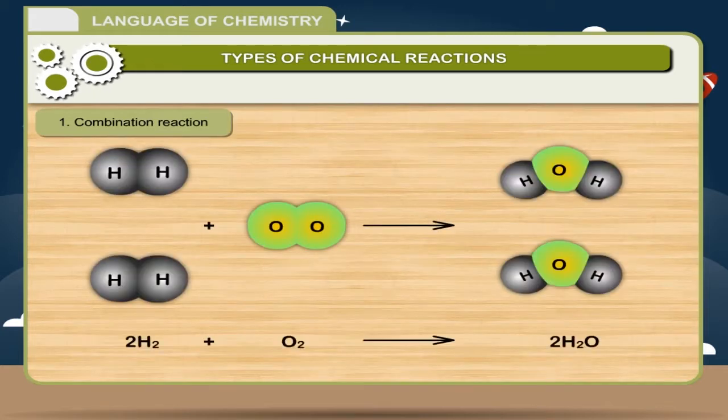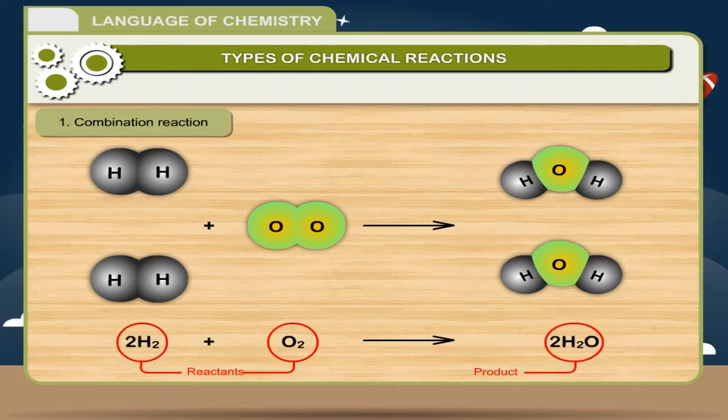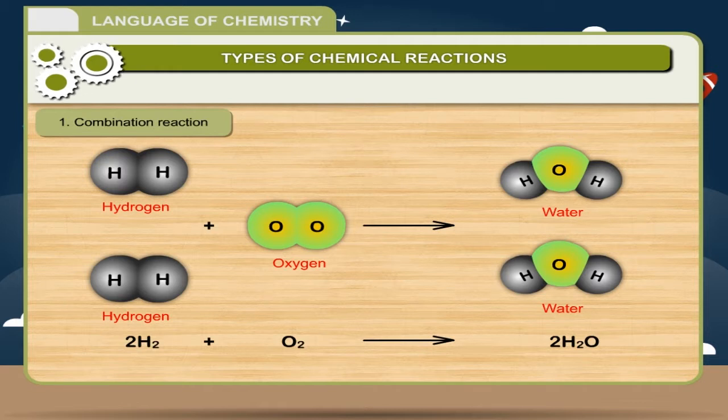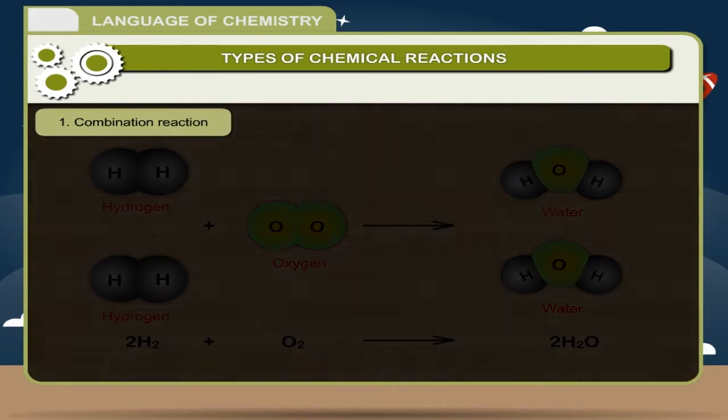Combination reaction. In a combination reaction, 2 or more reactants combine together to form a product. This kind of reaction is also known as synthesis reaction. For example, hydrogen and oxygen combine together to form water. This reaction takes place in the presence of heat and sunlight. 2H2 + O2 gives 2H2O.